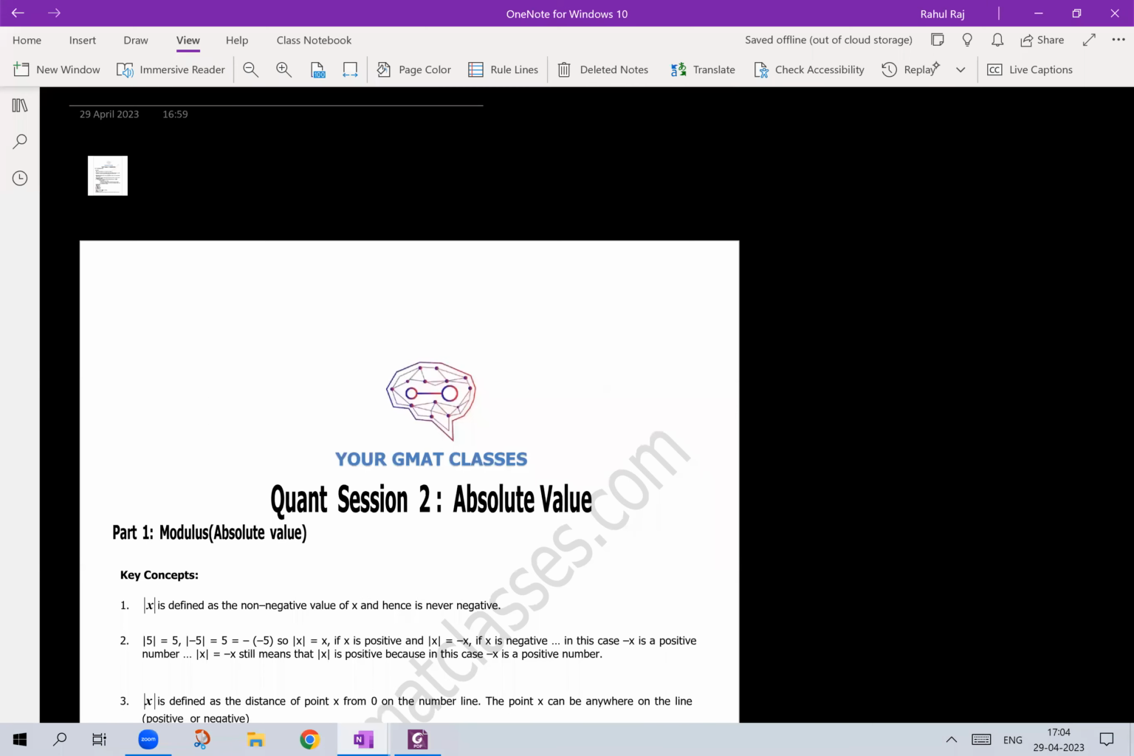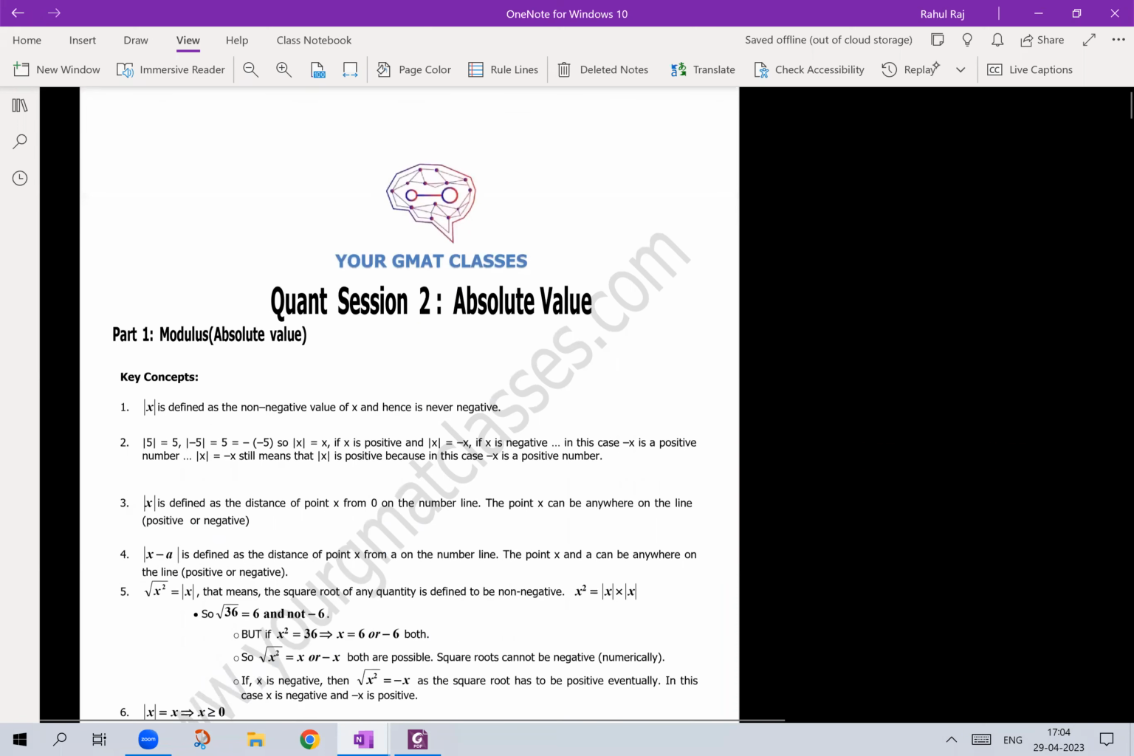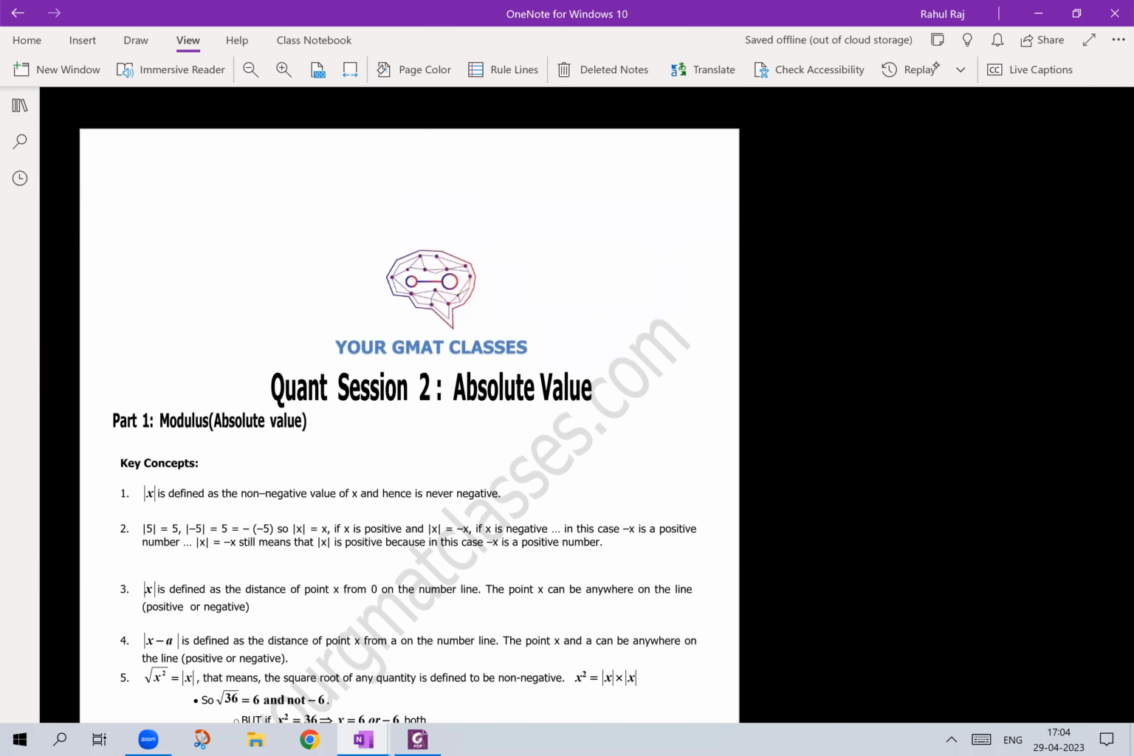Those are the pretty simple questions. We'll go ahead once we finish this absolute value. Will that be okay? Because otherwise the entire rhythm will go away. There are three inequality questions that were left. We'll discuss that, but let's finish absolute value first. Those are easy questions.